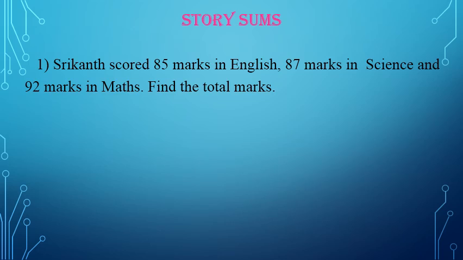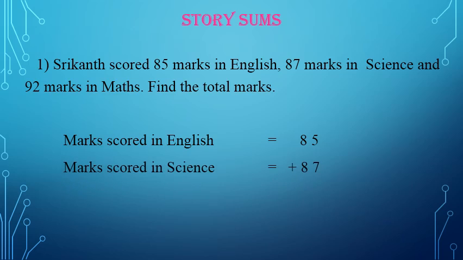So what is your first statement? Marks scored in English is equal to 85. Marks scored in science is equal to 87. Marks scored in maths is equal to 92. Now add all three. Start with ones place. 7 plus 5 is equal to 12. 12 plus 2 is equal to 14. So write 4 under ones column and 1 is carried over to the tens column.